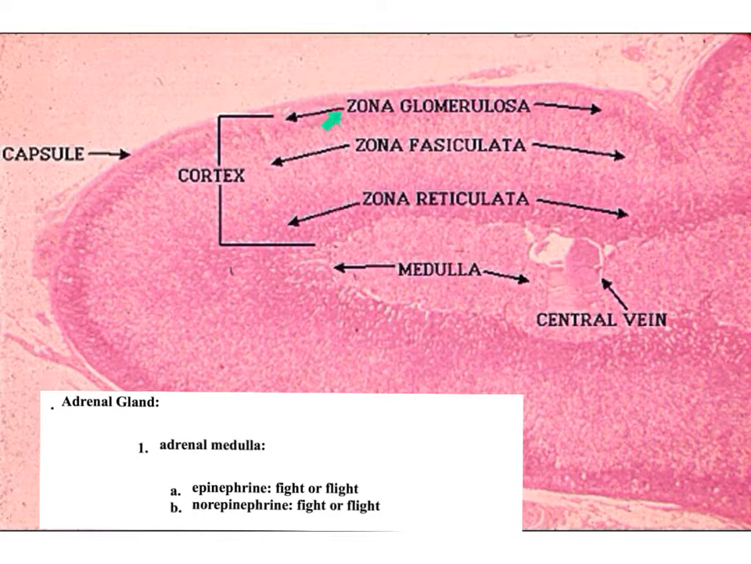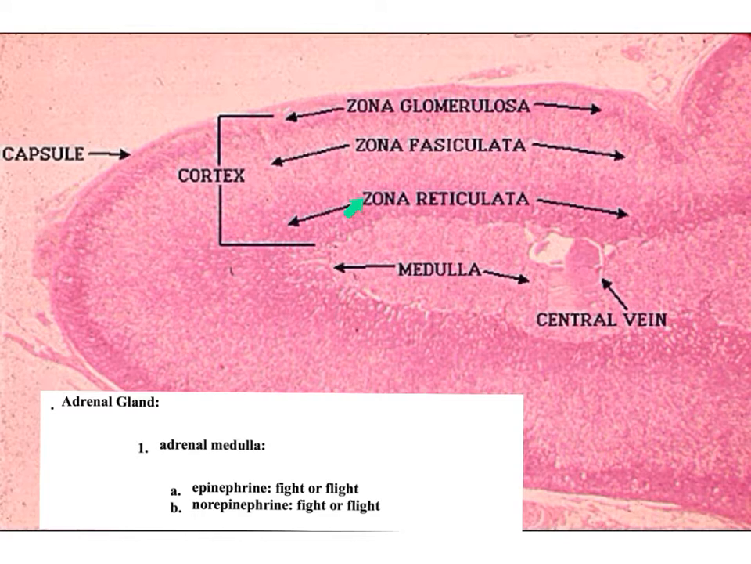The zona glomerulosa is the outer layer. This hormone secretion is aldosterone, which is a mineralocorticoid, and this regulates sodium ion reabsorption by the kidneys. The second layer is the zona fasciculata. The hormone released by the zona fasciculata is cortisol. This is a glucocorticoid hormone, and it functions in increasing blood glucose levels.